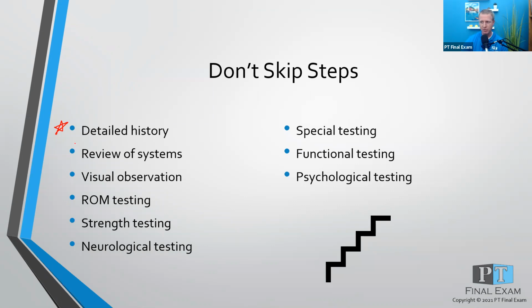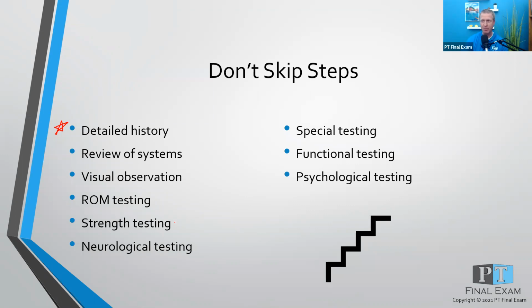So it usually goes in this order: detailed history with review of systems, followed by visual observation, range of motion testing, strength testing, neurologic testing, special testing, and finally functional and psychological testing. So just keep in mind that's the natural order of an exam. And then don't treat until you've completed your exam. So that's another one that they love.